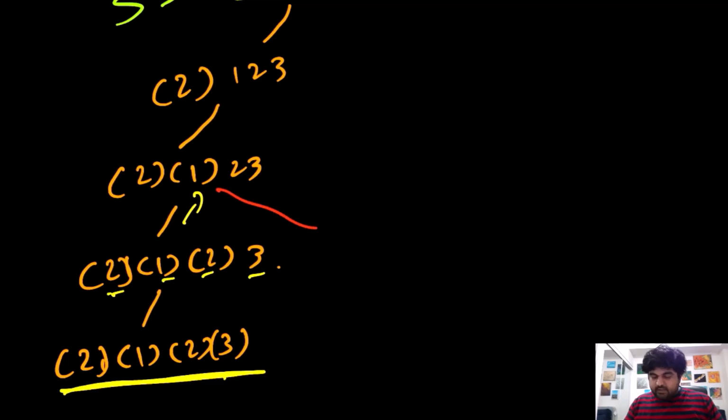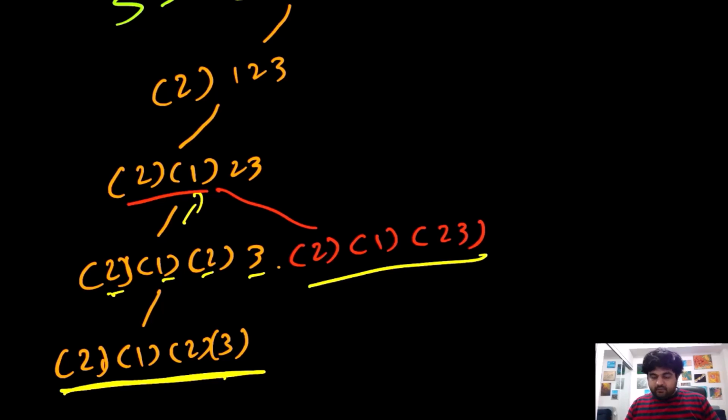Do we have any possibility over here? Yes, over here we still have a possibility that we can decode this 2 and 1 the same way we decoded over here, but this 23 we can decode as a single value. So of course we reach the end of the loop. So this is one more possibility on how we can decode it.